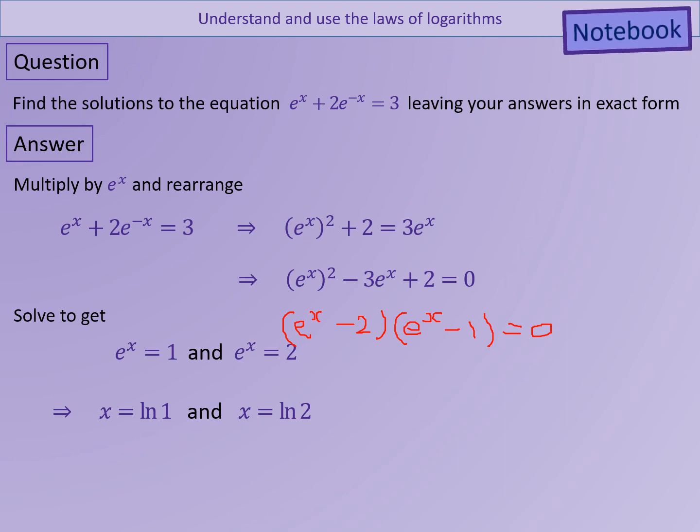And log to base e, if you remember, we call the natural log. The second equation will result in an x value of log to base e of 2, which is the same as the natural log of 2. And then one final step before we've completed the question is that log of 1 is always equal to 0, no matter what the base. So x equals 0 will be our first solution, and x equals the natural log of 2 is our second solution to the original question.